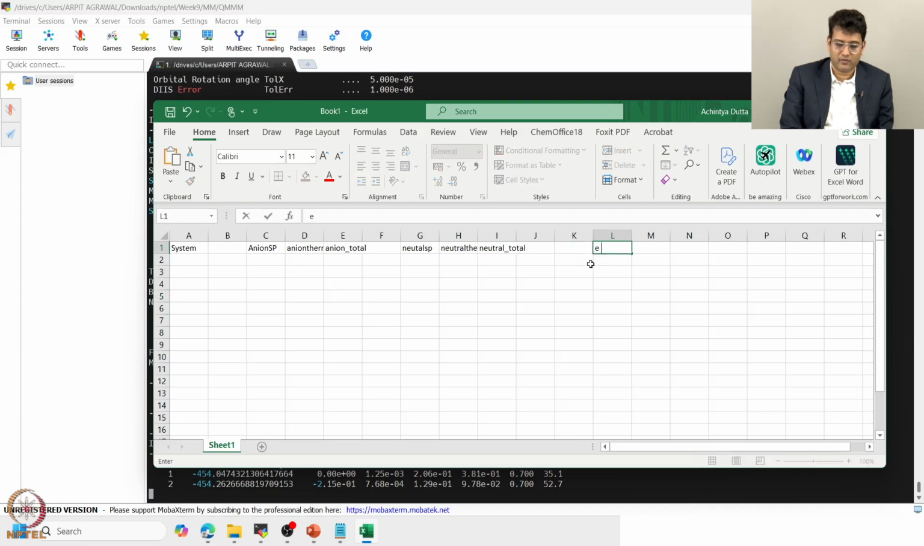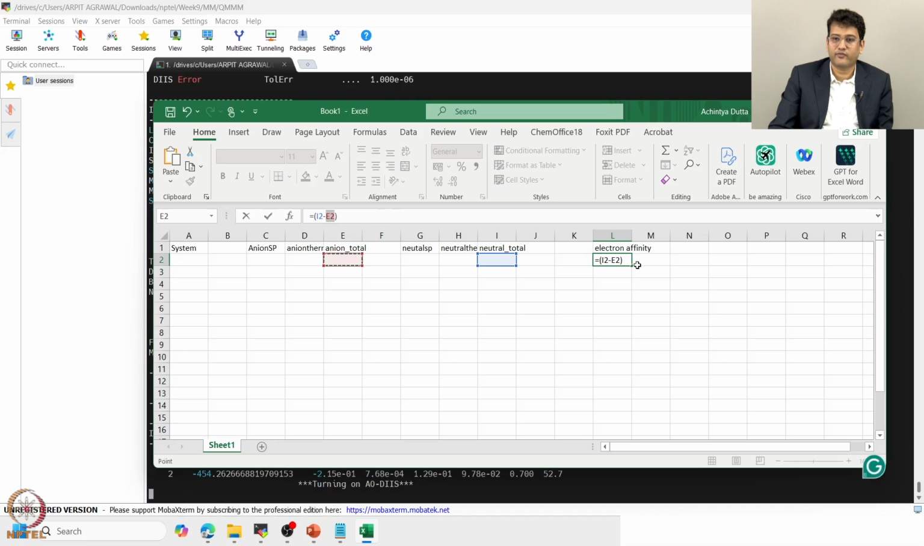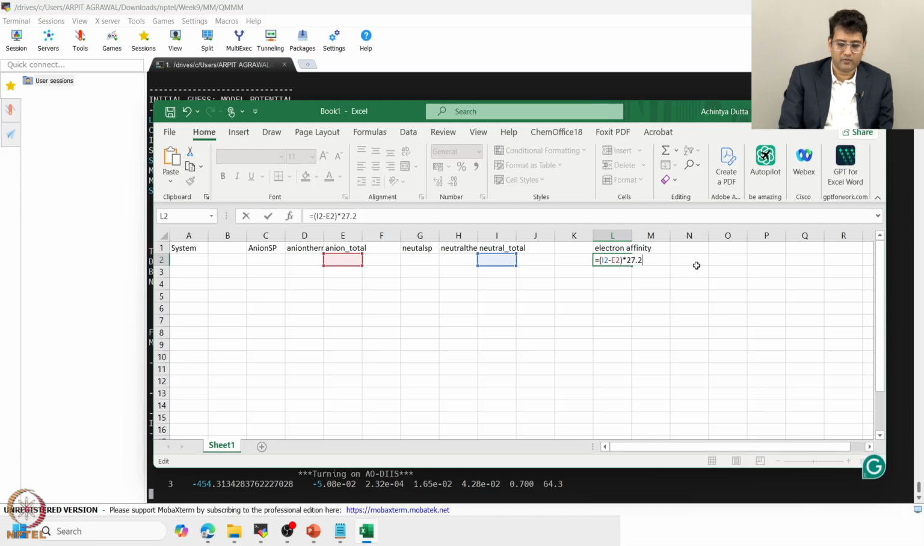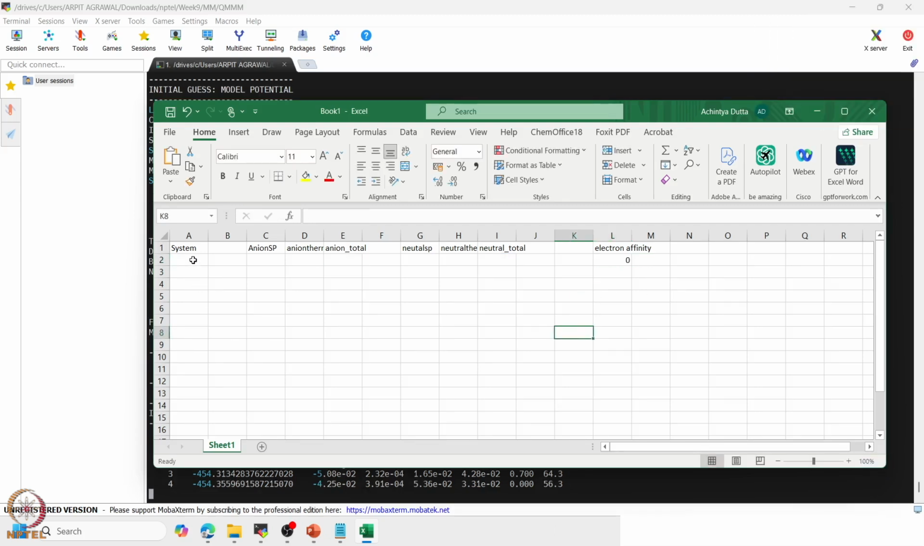This will be my electron affinity. Remember, electron affinity means neutral total minus anion. So electron affinity is always neutral minus anion, and I want it in eV, so this will be multiplied by 27.12. This is bulk, and this is isolated.